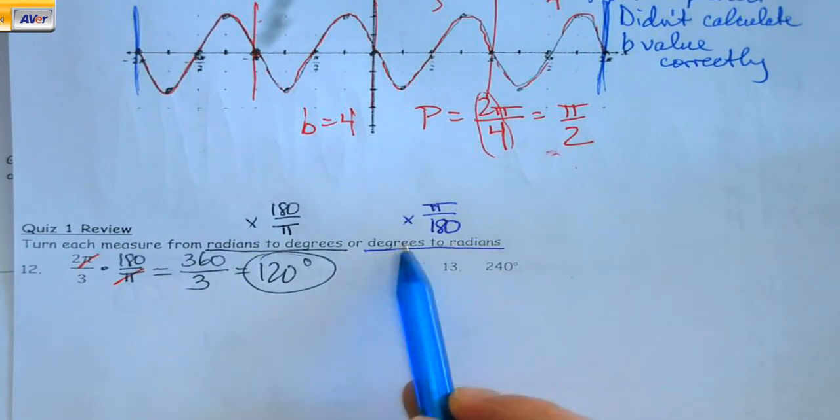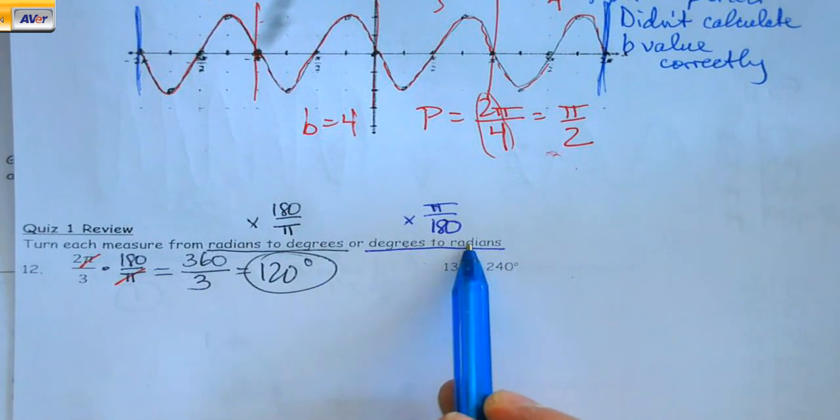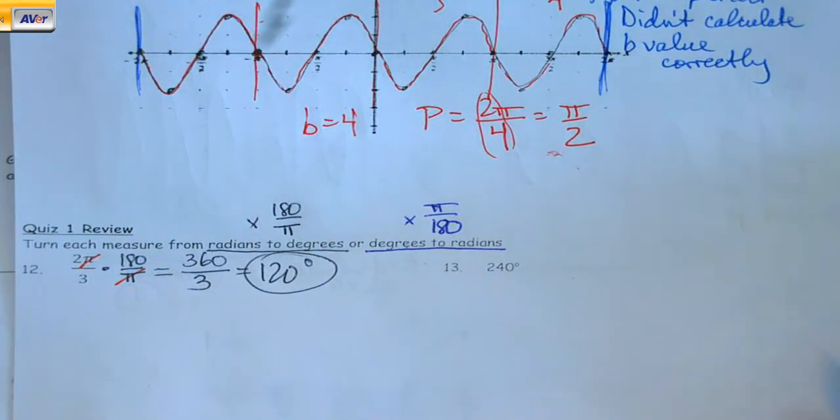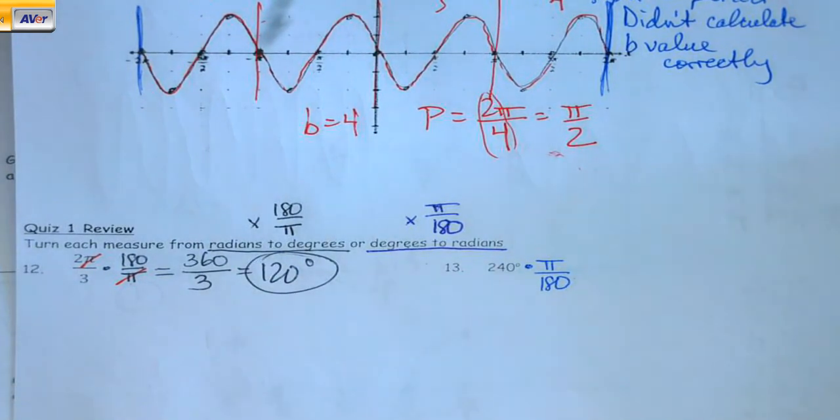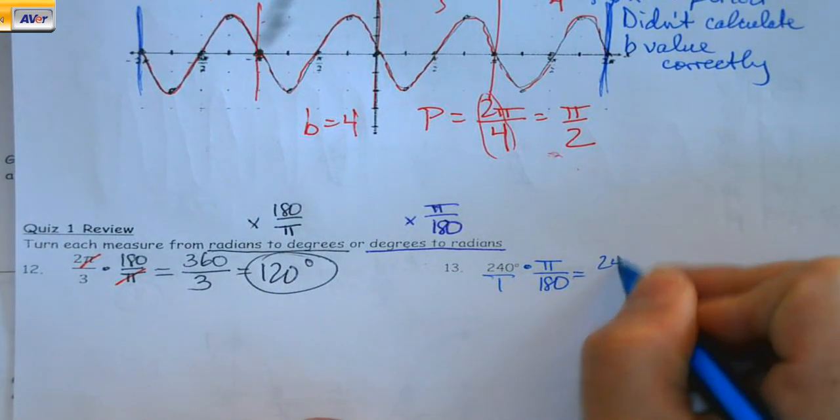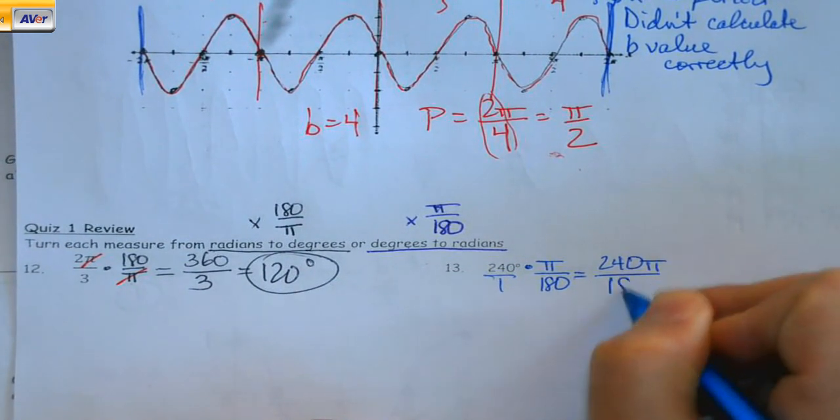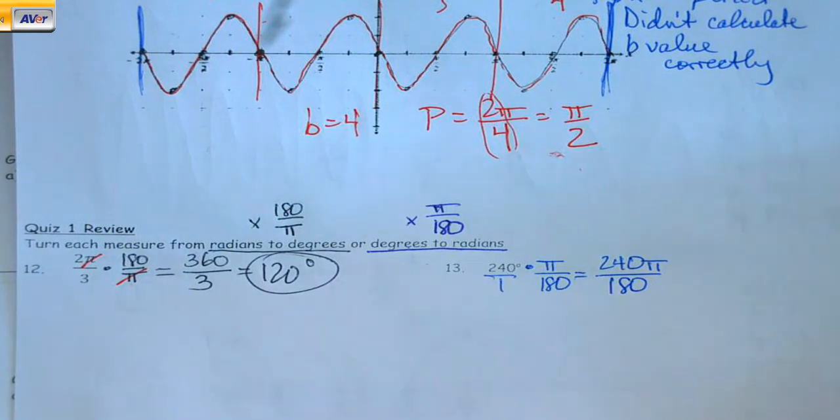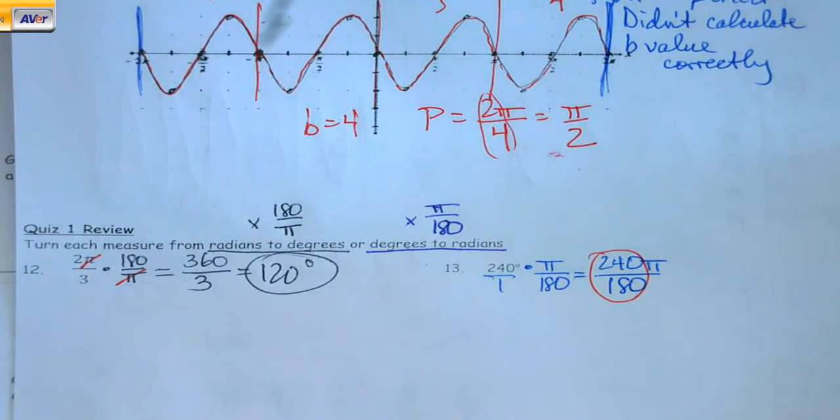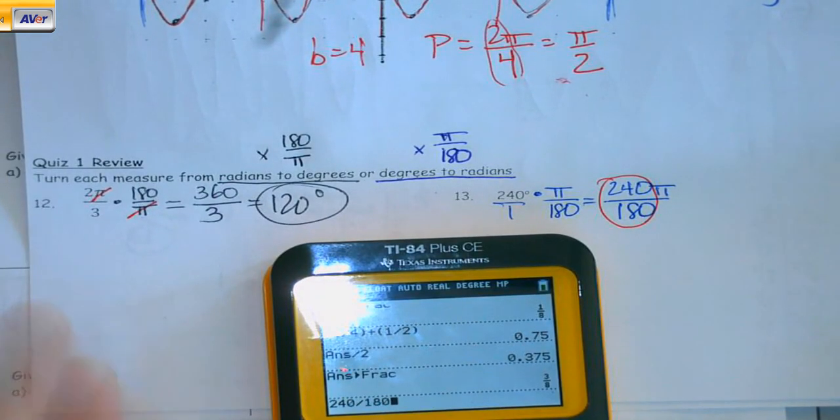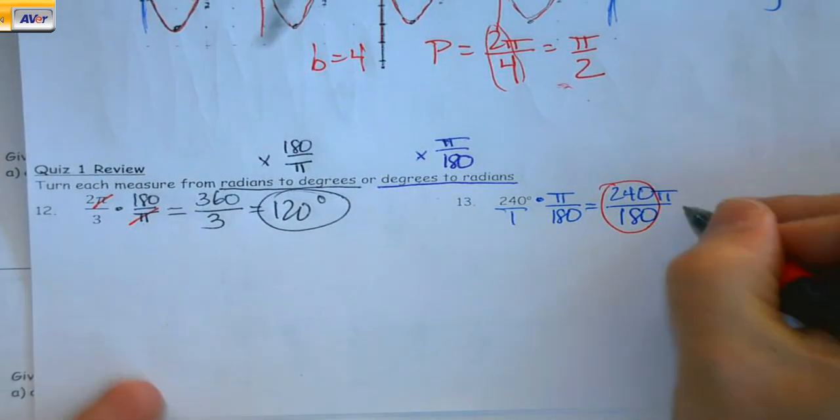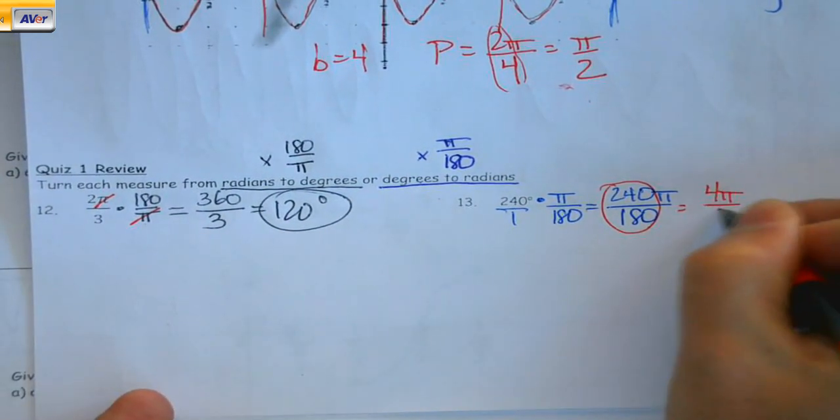If I'm in degrees already, it means we're going degrees to radians. So I multiply by pi over 180. Now this time nothing's going to cancel. So I multiply straight across. Again, looking to reduce this part. If you want, you can punch it in and math enter it. That's legit. 4 over 3. Don't forget the pi is there, because that was the whole idea here.